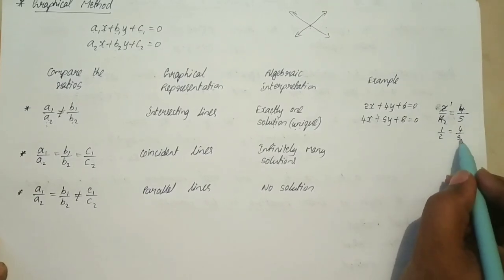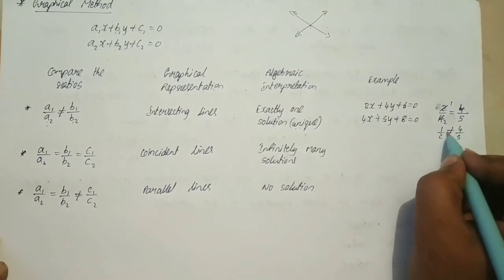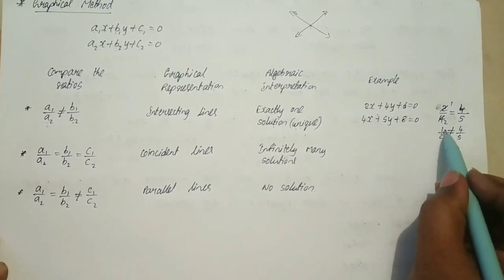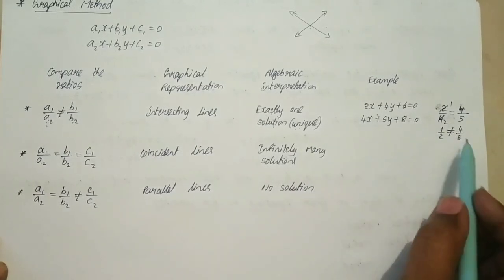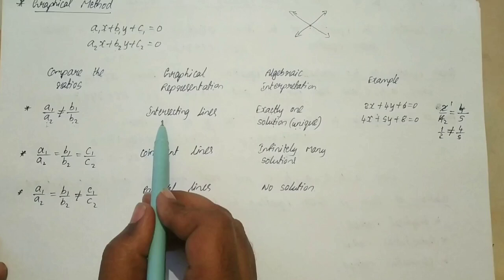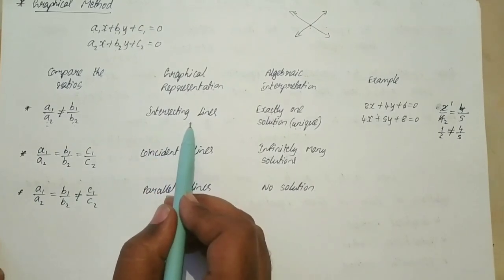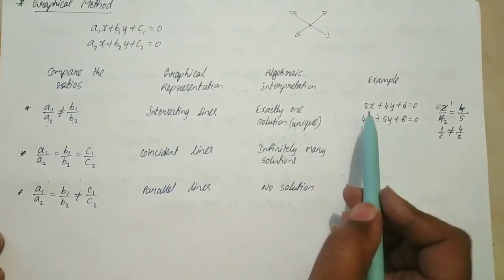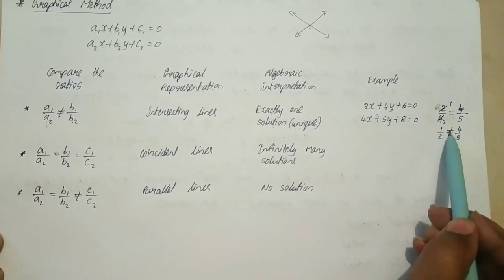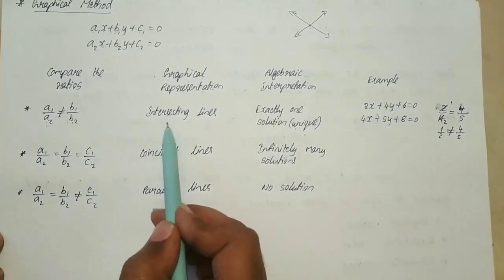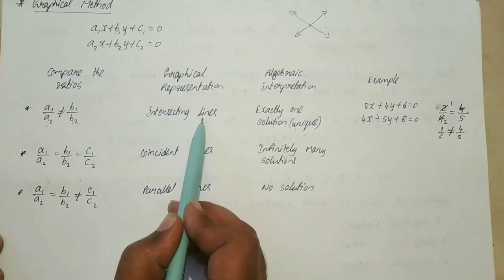Whether LHS is equal to RHS? No, LHS is not equal to RHS. That means A1 by A2 is not equal to B1 by B2 form we got. So that's why in this case we will get intersecting lines. If we compare the ratios, nothing but coefficients, if we get A1 by A2 not equal to B1 by B2 form, then the graph will be intersecting lines.